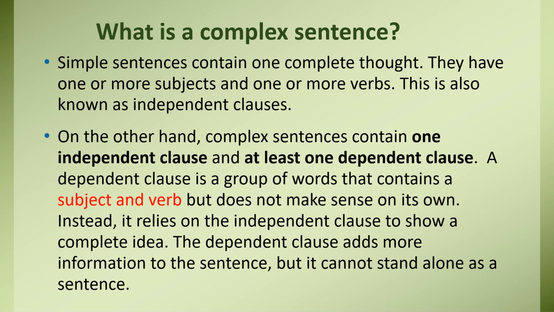A dependent clause is a group of words that contains a subject and verb but does not make sense on its own. So dependent means it depends on another sentence to give the meaning, so it doesn't make any sense by itself. Instead, it relies on the independent clause to show a complete idea. The dependent clause adds more information to the sentence, but it cannot stand alone as a sentence. I hope this is clear.